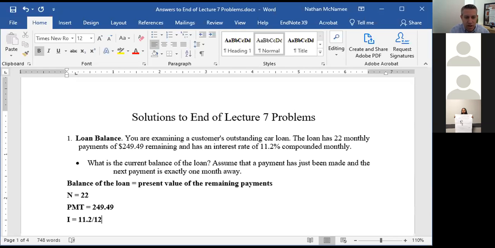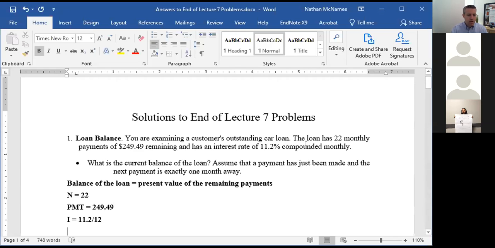So it has an interest rate of 11.2% compounded monthly. And so these are monthly payments, but we're not paying 11.2% per month. That's the annual amount. Most questions on the test will be a little more clear than that. But in this case, because we're dealing with monthly payments, we need a monthly interest rate.